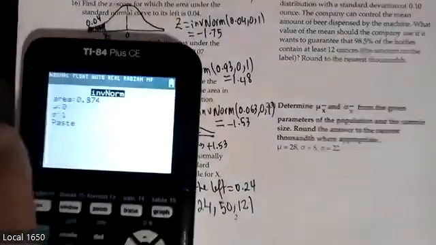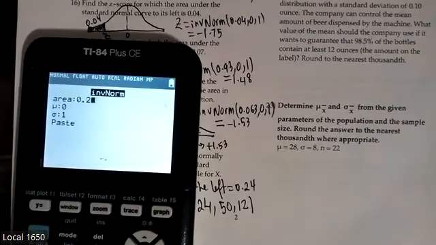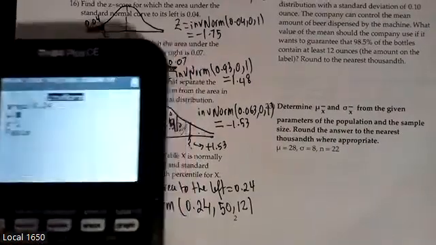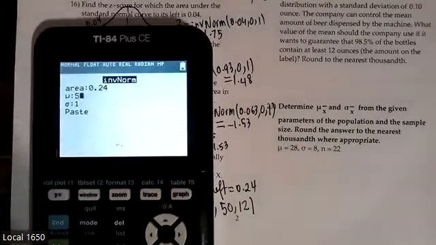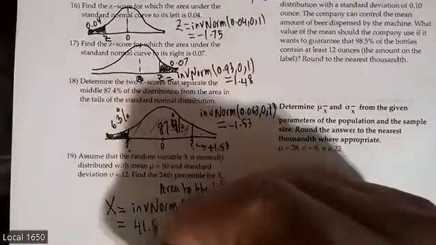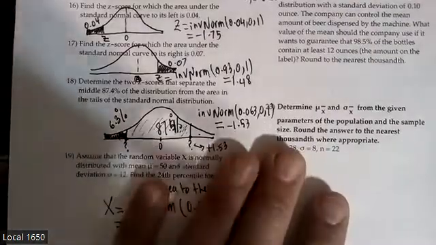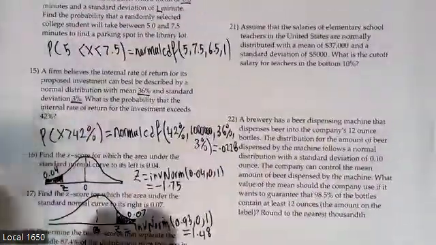So let's see what the answer would be. If I go here, 0.24, and if I put x, mean is 50, and standard deviation is 12, I get 41.5. All right, that's number 19. We're going to go now to 20.